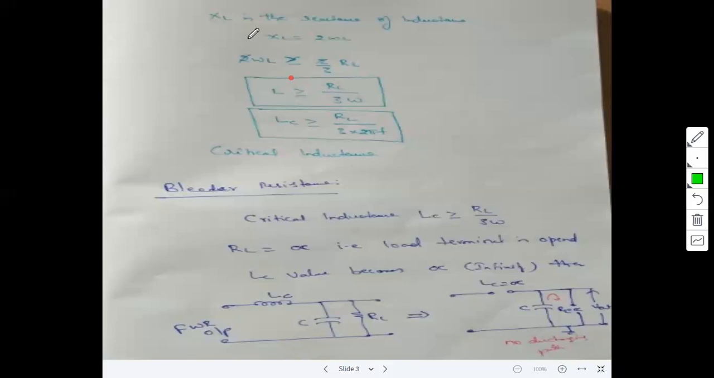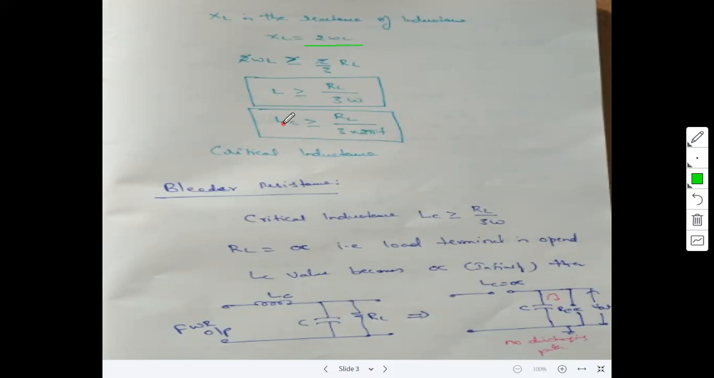Then further simplification, XL is the reactance of inductance. XL is equal to 2 omega L. Then 2 omega L is greater than or equal to 2 by 3 RL. Then L is greater than or equal to RL by 3 omega, and omega is equal to 2 pi F.